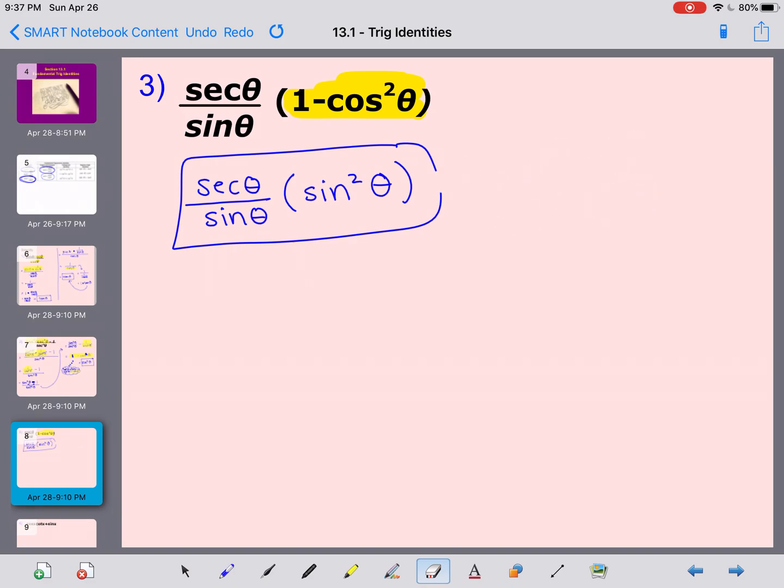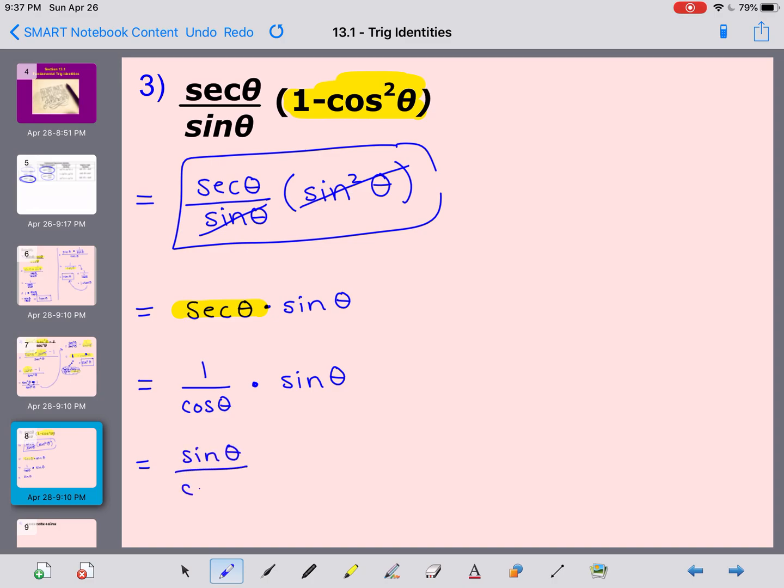So I'm going to do the same thing here with the sines and cosines. One of these, sorry, just the sines. This sine can cancel with one of these. So secant theta times sine theta. Then I'm going to change secant theta into 1 over cosine theta. I'm then going to merge these two fractions together. And then sine theta over cosine theta is tangent theta. Final answer.